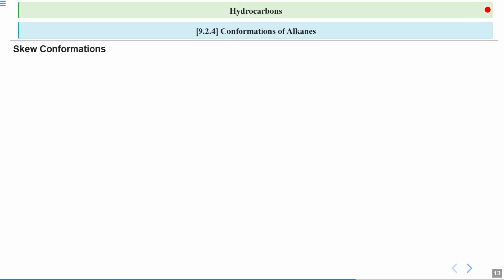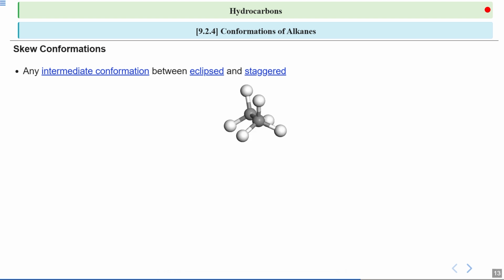Now, we will study the concept of skew conformation in hydrocarbons. Any intermediate conformation that you observe between the eclipsed and staggered conformation can be named as skew conformation, right? So this means the molecule is not fully aligned like in eclipsed or not fully spaced out like in staggered. Here we have an image that visually shows how skew conformation occurs. Notice how the atoms are positioned in a way that is neither fully eclipsed nor fully staggered.